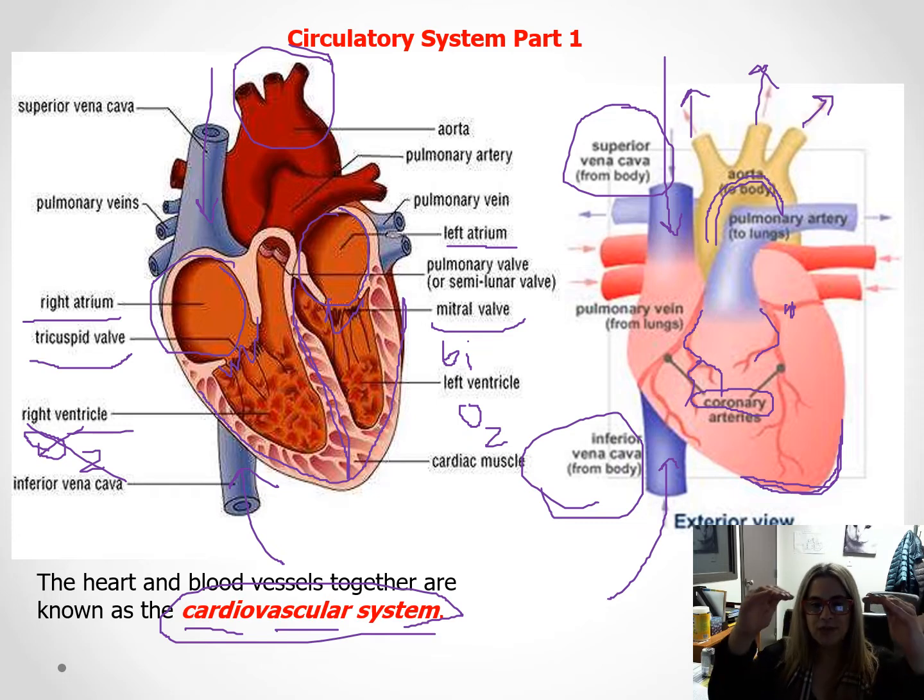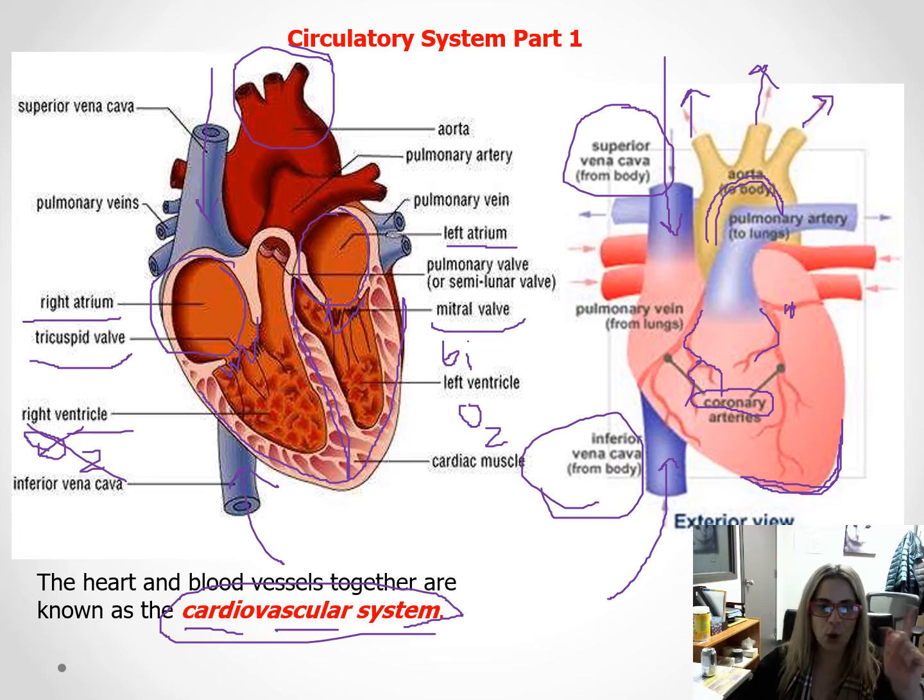When the blood is moving from the atria down into the ventricles, those valves close so that you don't get the blood going back up. We don't want backflow. So that's the basics of the heart, and we're going to take a look at different vessels now, in terms of the difference between arteries, veins, and capillaries.